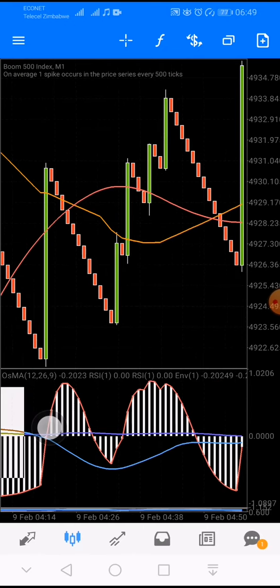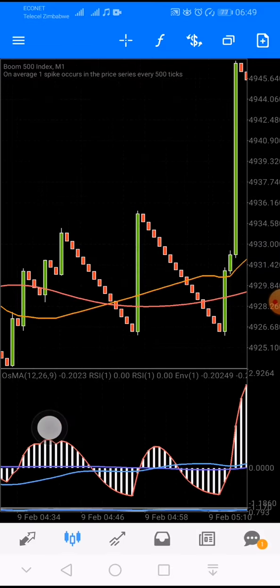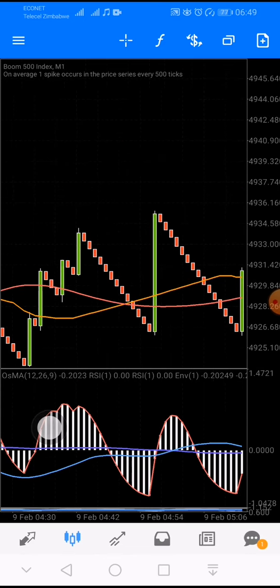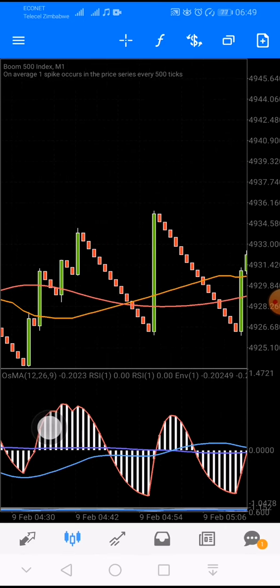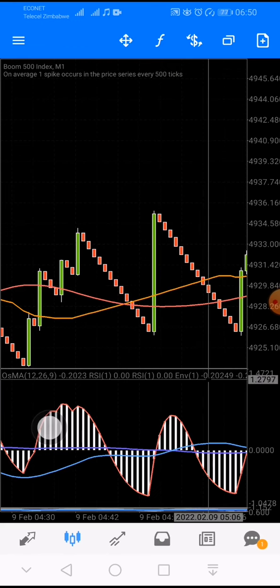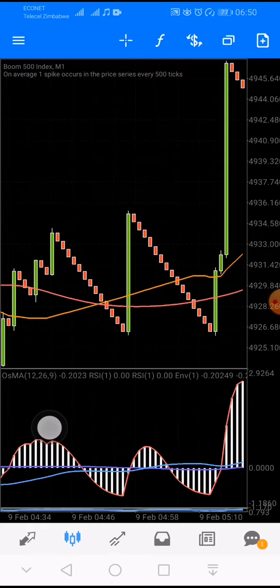And another one. Yeah, let's look for another one. And you can see right now, this was a promising reversal, and I would have taken it. You can see that it was a little bit close to the crossover, and the spikes came early.